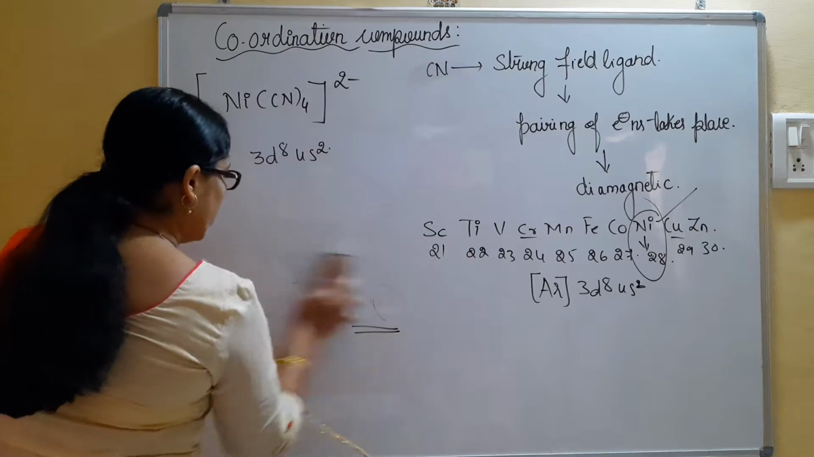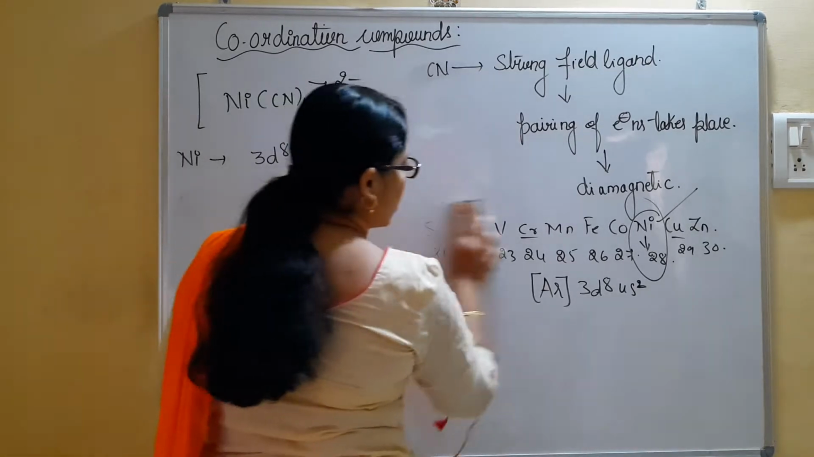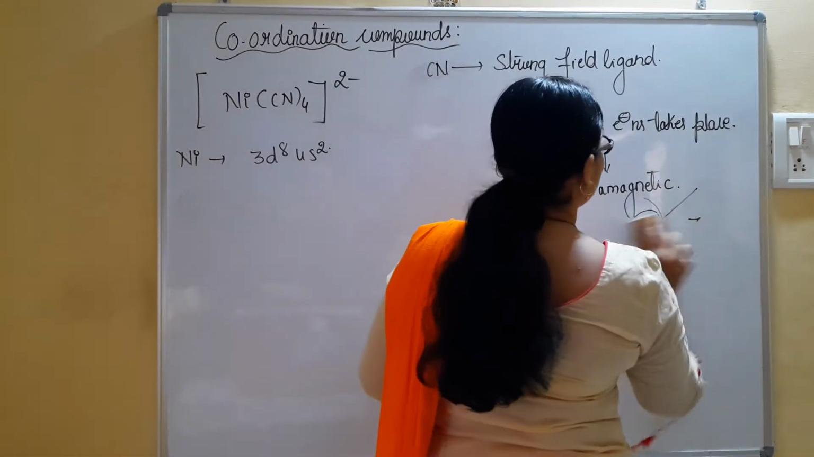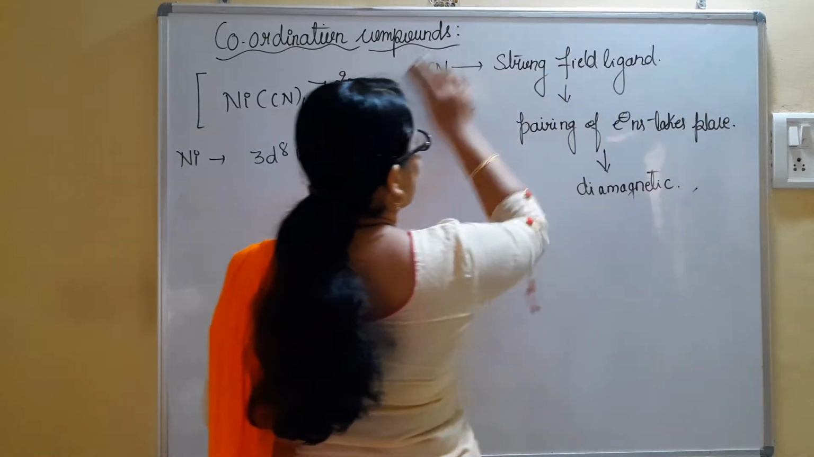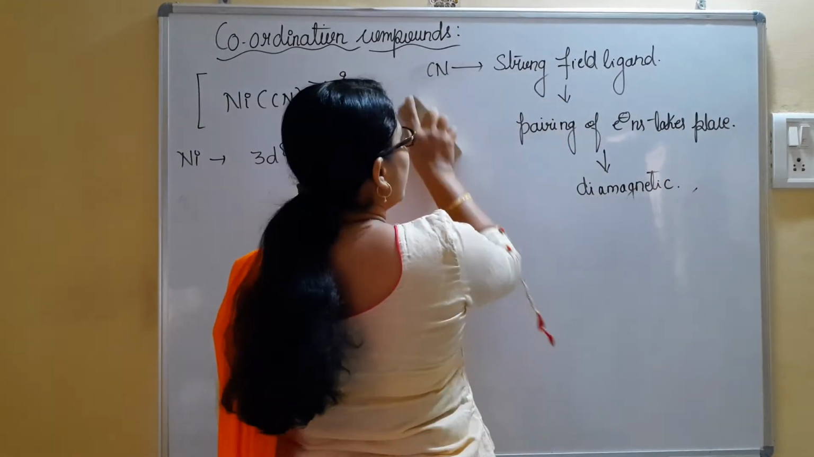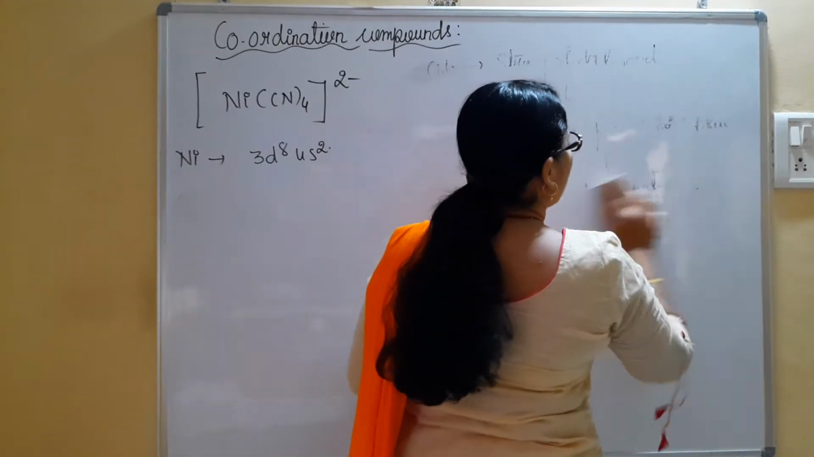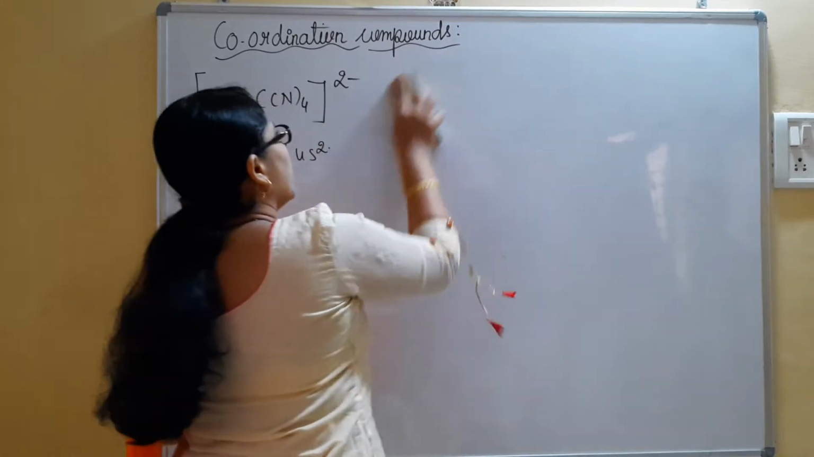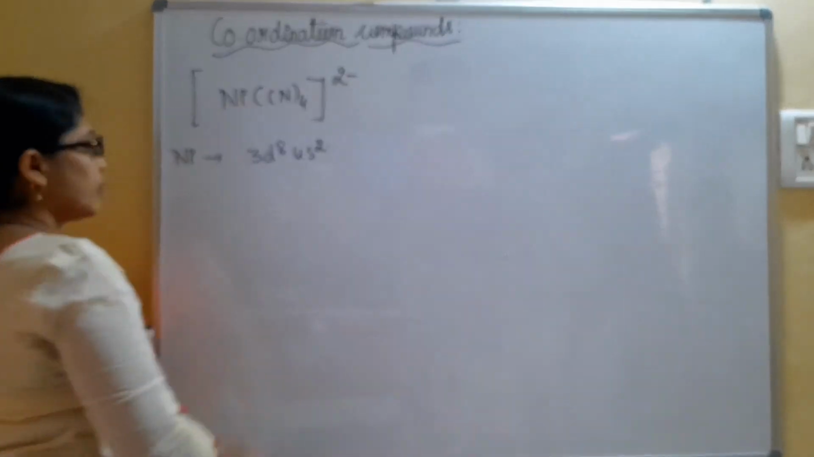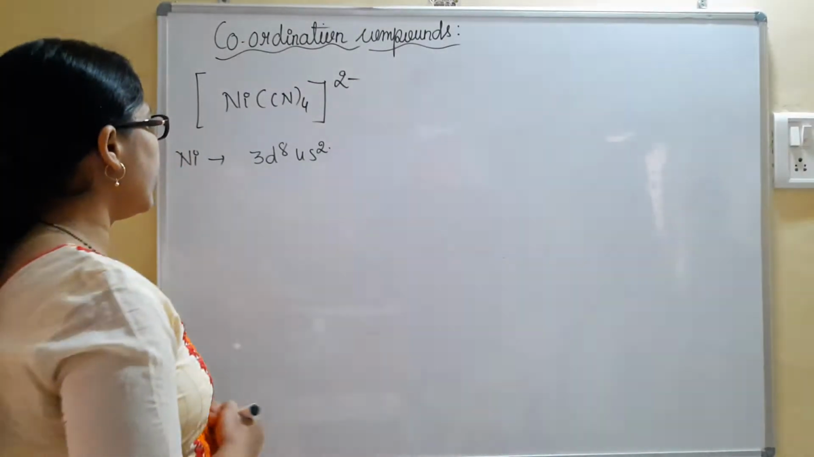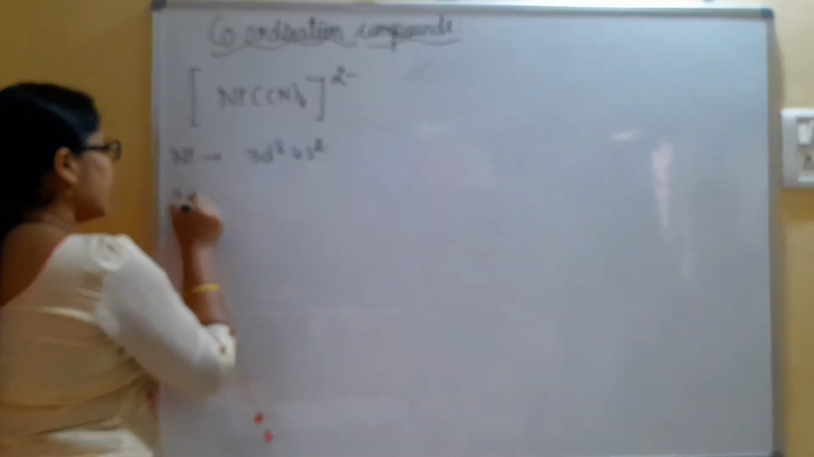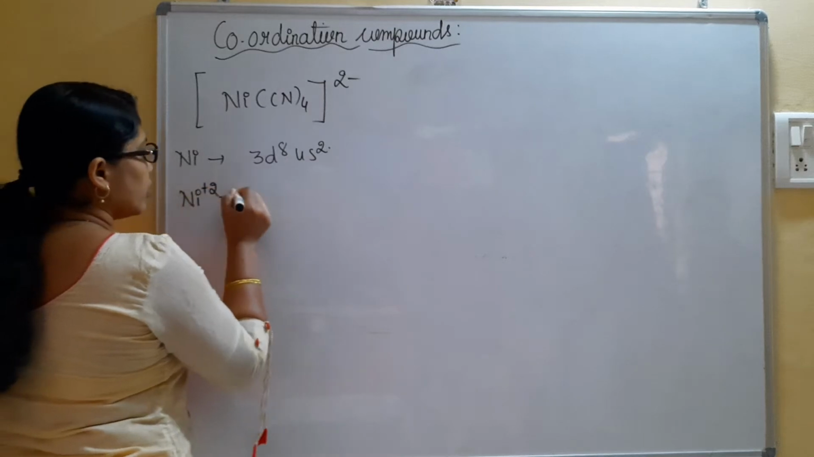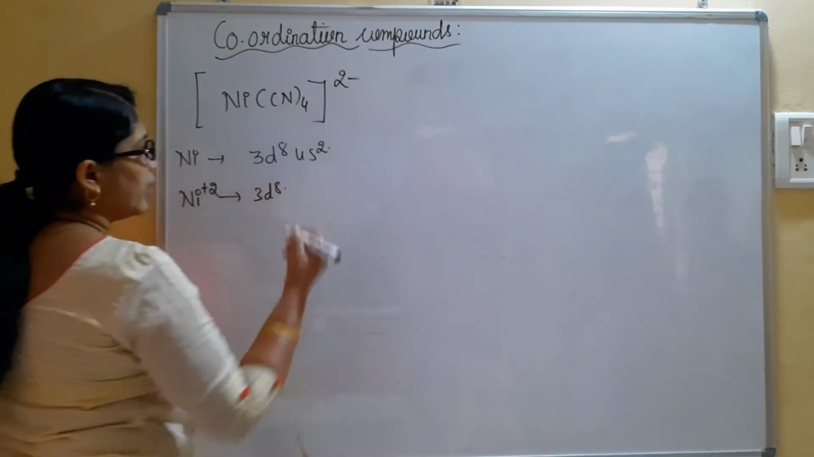So I need to represent 8 electrons. I will rub this one, and with the help of this explanation, you can come to know the whole complex is said to be diamagnetic. Okay. Now let us see. We have 3d8 4s2. For Ni2+, we are supposed to fill 8 electrons.